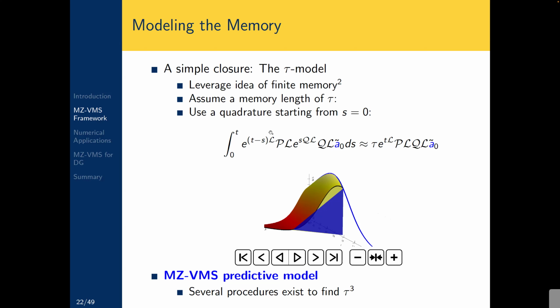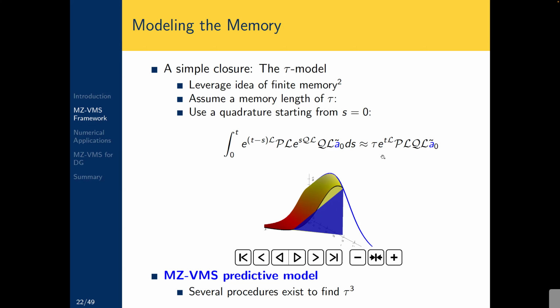The form of this looks like this: the whole memory integral is approximated by some constant tau, and this will be the memory length. It's a parameter we have to specify. It's multiplied times the evolution operator, e to the tL, and then you have this P, L, Q, L, A tilde naught. Certainly not very interpretable what's going on here, and I'll talk to that in a little bit. But this is a mathematical simplification of what this model ends up being. And I'll highlight that all of this is easily computable within a numerical simulation. You don't need to evolve any extra transport equations. It's essentially a function of your current state.